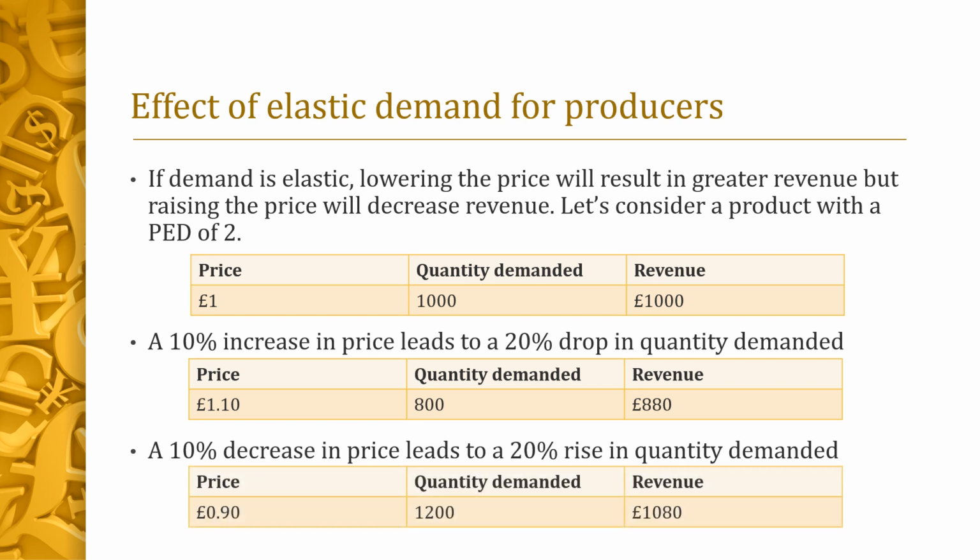If, on the other hand, we decrease the price by 10%, this leads to a 20% rise in quantity demanded. We can see that at a price of 90 pence, 1,200 will be demanded. Here we can see that our revenue has increased from 1,000 to 1,080 by decreasing our price.